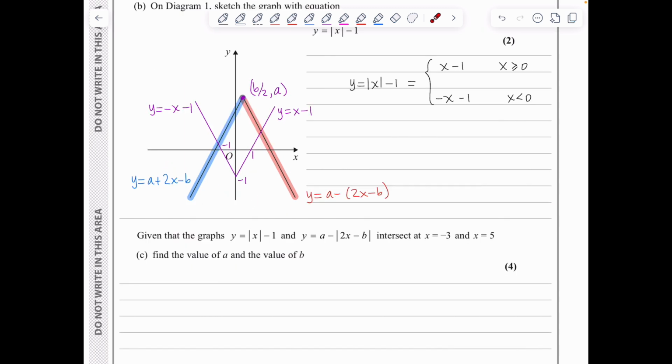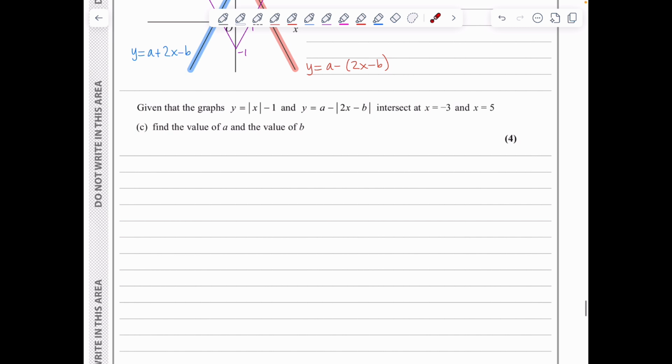We are then told that the graphs of modulus x minus 1 and a minus modulus of 2x minus b intersect at x is minus 3 and x is 5, and we need to determine the value of a and the value of b. Obviously, the minus 3 is this point here, and the 5 is this point here. So I will be equating the minus x minus 1 with the a plus 2x minus b with x substituted with negative 3, and then x minus 1 with this equation with x being 5.